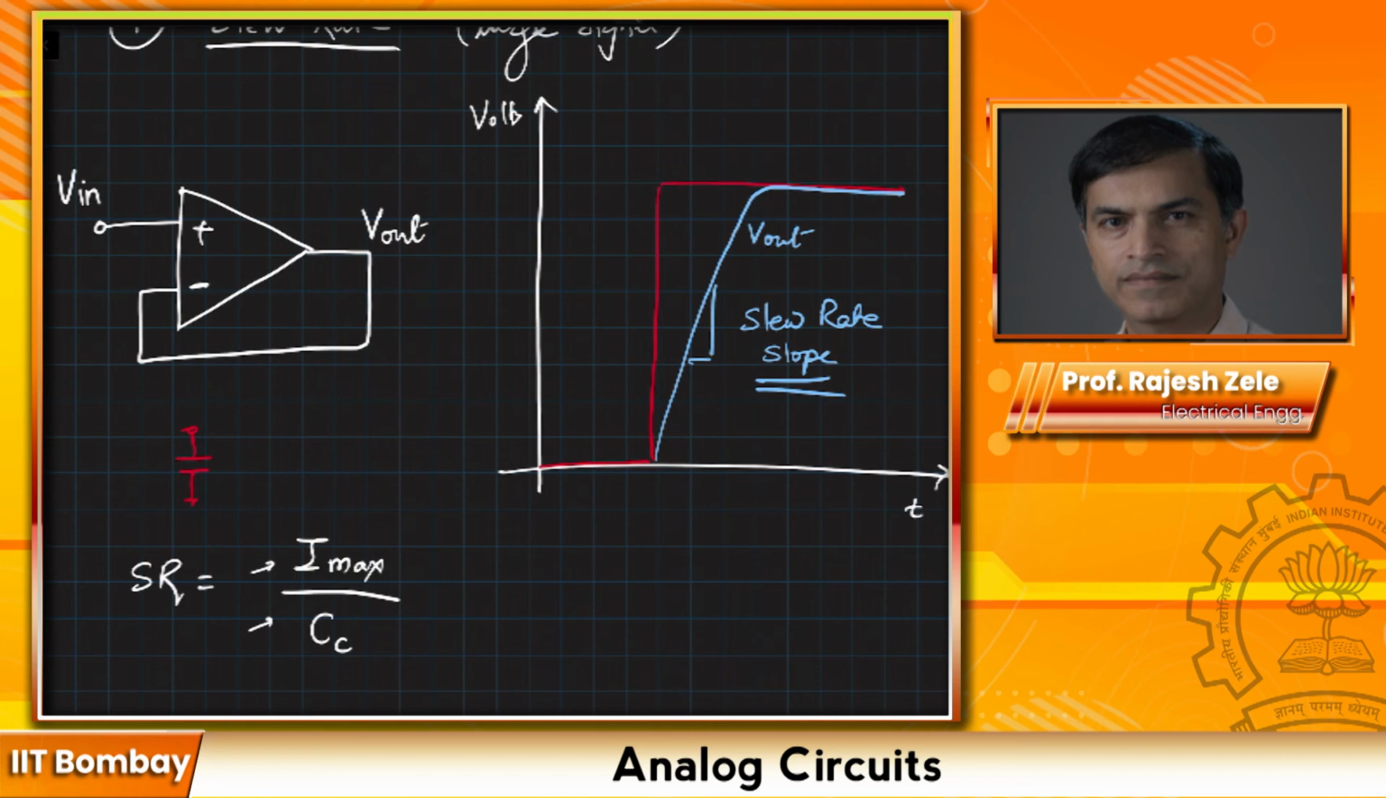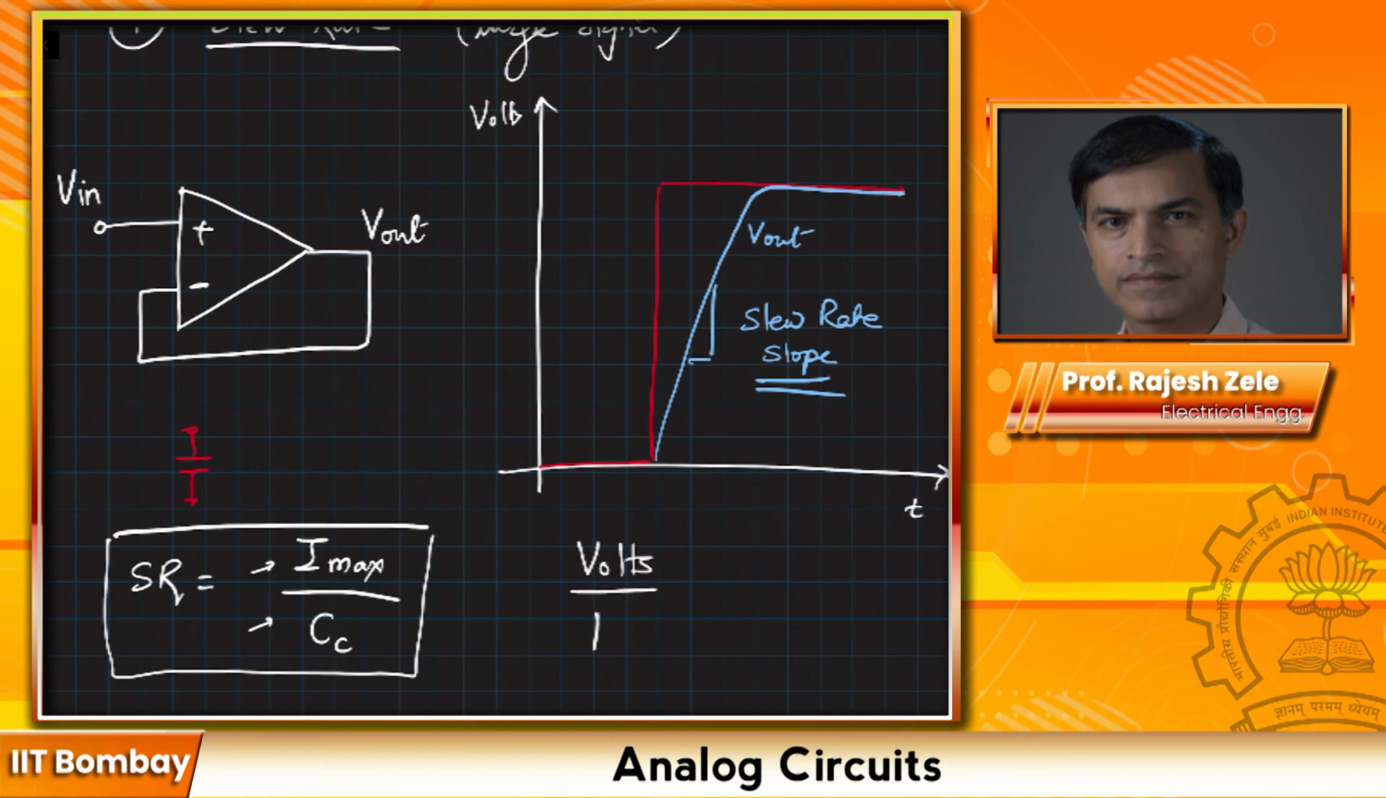The unit of the slew rate is volts per microsecond. The reason we use microsecond is that otherwise it will become megavolts per second, and that becomes a little bit impractical to deal with. So we use volts per microsecond.